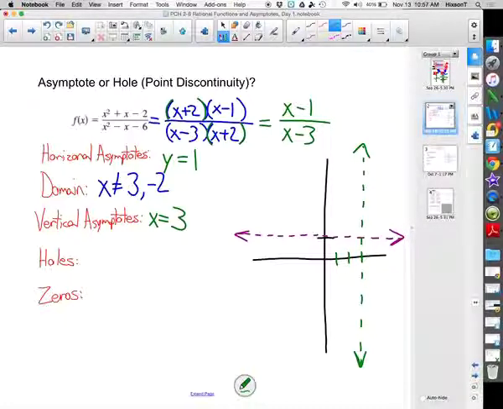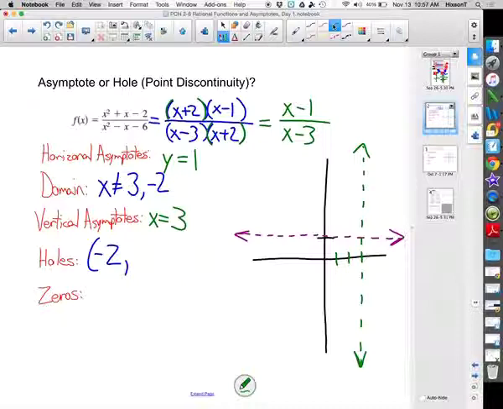This is where the point discontinuity, or the hole, comes into play. If you have something that was eliminated from the domain because it was part of a common factor, that doesn't give us an asymptote, that only gives us a hole. All right? So the hole is going to be when x is negative 2. Okay? I remember that.